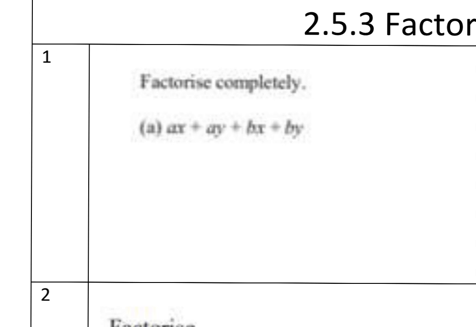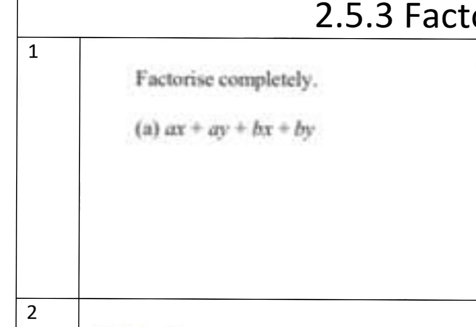Number one, factorize completely ax plus ay plus bx plus by. If we try the first and second, and third and fourth, do we have a common factor between the first two, ax and ay? Yes, a is common. Take a common: a times what equals ax? a times x. a times what equals ay? a times y. Plus the same for the last two. If we take b common, we have b times x and b times y.